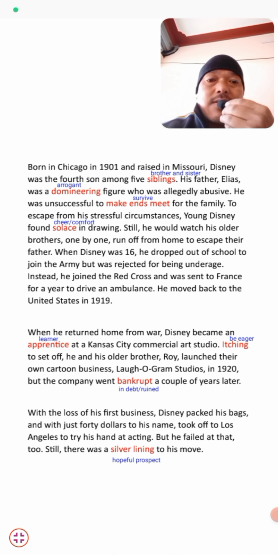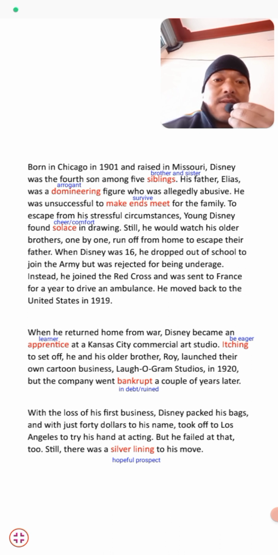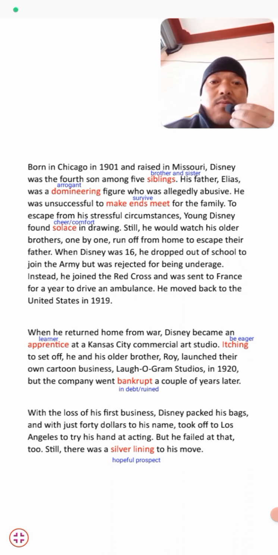His father was in trouble. To escape from his stressful circumstances, young Disney found solace in drawing. In order to overcome all these stresses and bad circumstances, he found comfort in drawing.